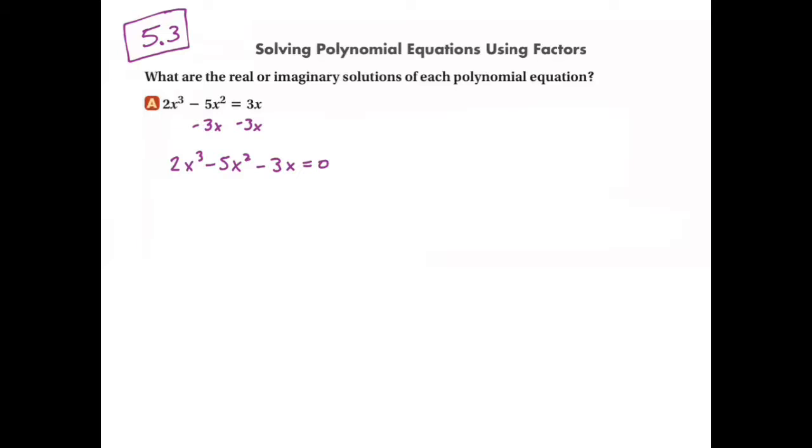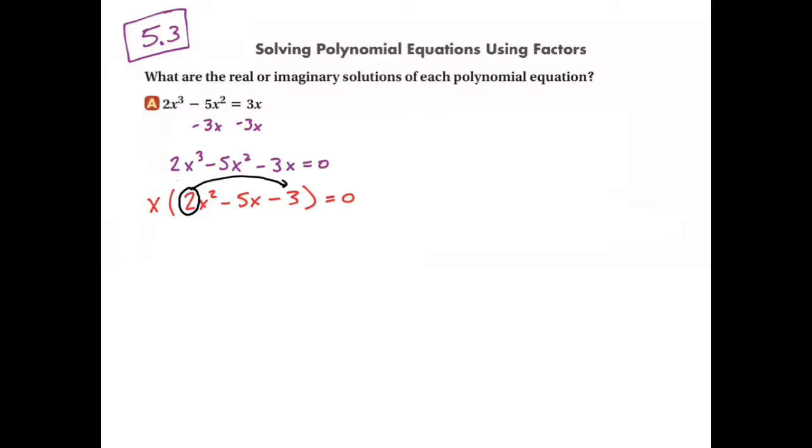Every term here has an x in common, so we can factor out an x. So we're left with 2x squared minus 5x minus 3 equals 0. Now we want to factor what's left over in the middle, and we can do this using slide divide or factor by grouping. This is good practice for factoring, so let's just try slide divide.